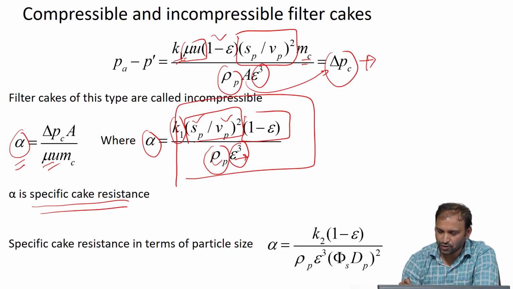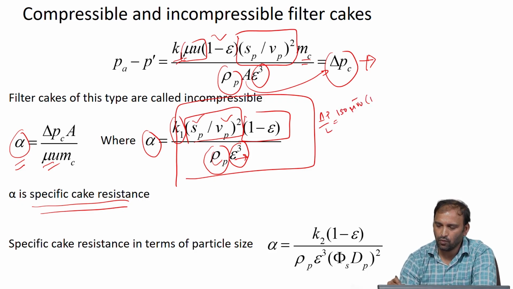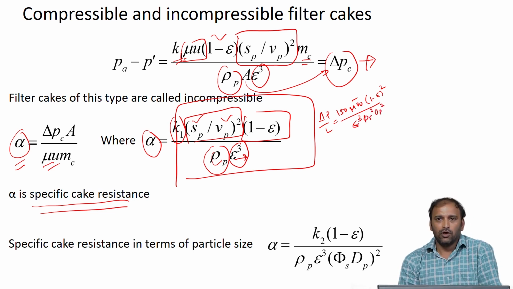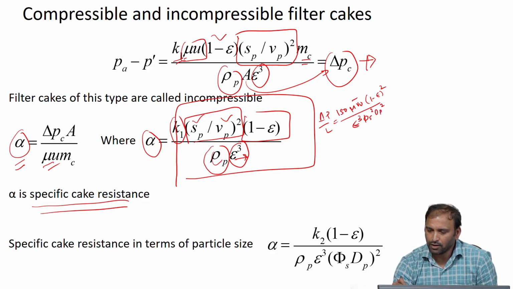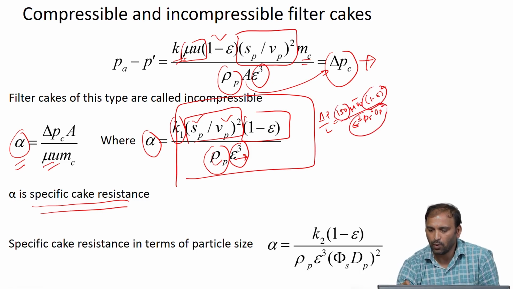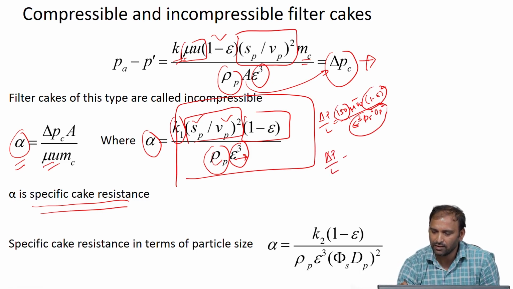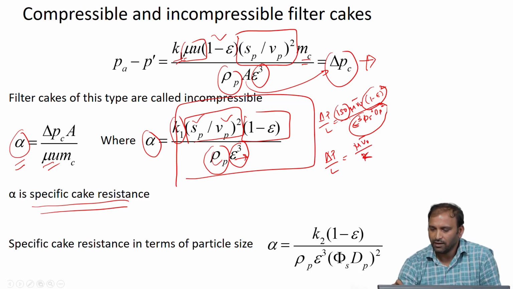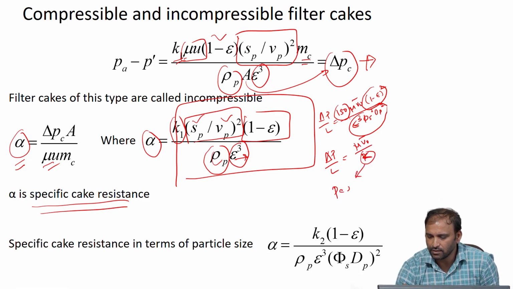The other way to think about this specific cake resistance is to look at the flow through packed beds. We had developed the expression delta P by L equals 150 mu V naught bar into 1 minus epsilon whole square, divided by epsilon cubed into phi s square dp square. I can plug a lot of these constants into one constant and write delta P by L equals mu V naught bar divided by something called K. K is what is called permeability.